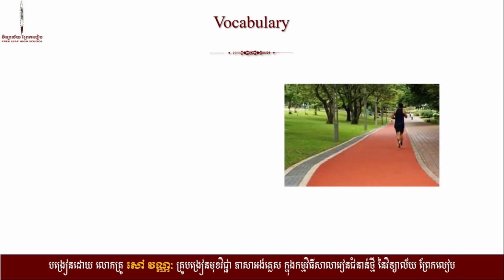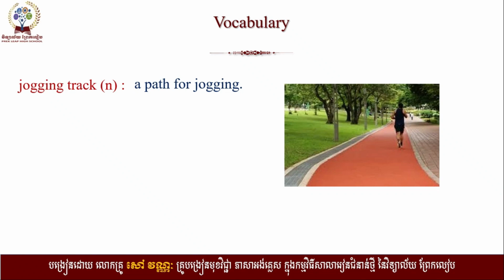Let's just look at the pictures. You see a man is walking, probably walking or jogging on a track. This is called jogging track. Jogging track is a path for jogging.